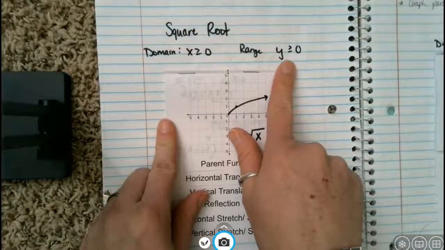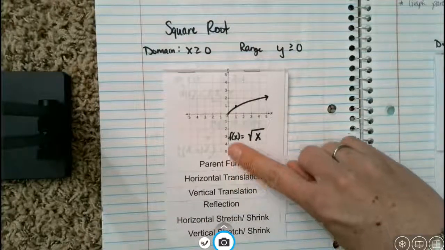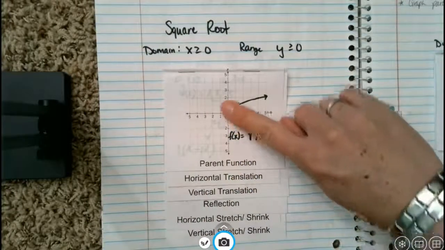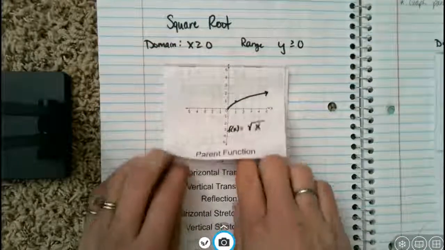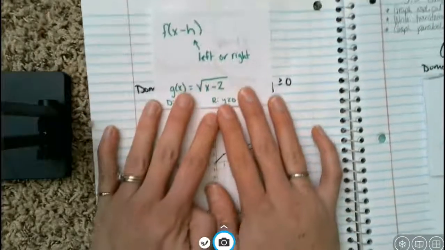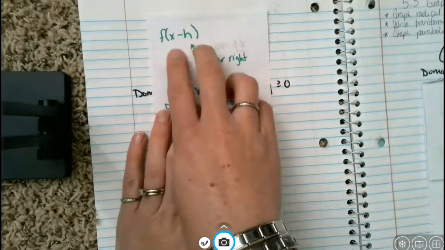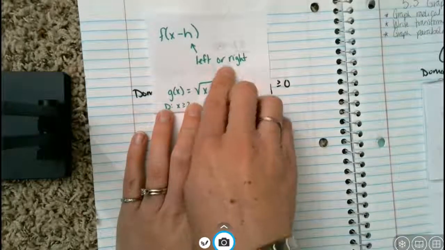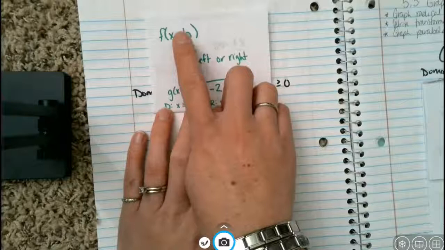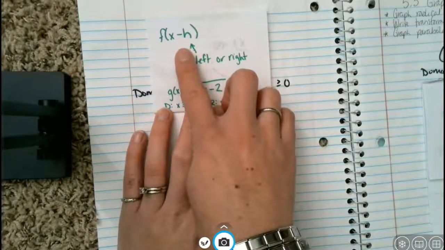My range for my parent function is also y is greater than 0 because when I start down here, I'm not touching my graph at all, and then I start to, and it continues on and on forever. So now let's look at a horizontal translation and what that really means. Okay, so mathematically, it looks like f of x minus h in parentheses. That h tells me how far left or right I go. Big thing to note is always x minus h. Okay, so it's kind of going to be a little backwards for a little while.